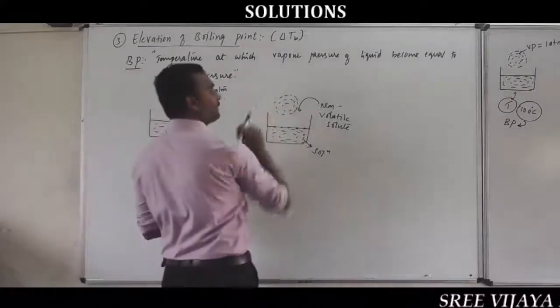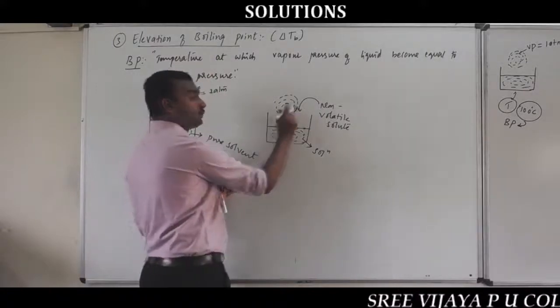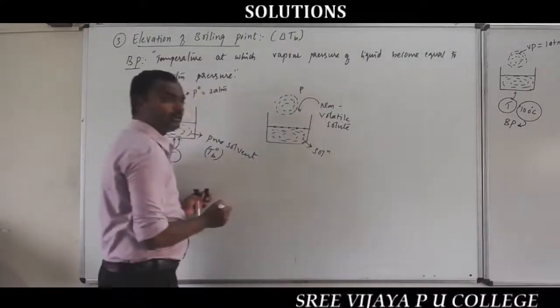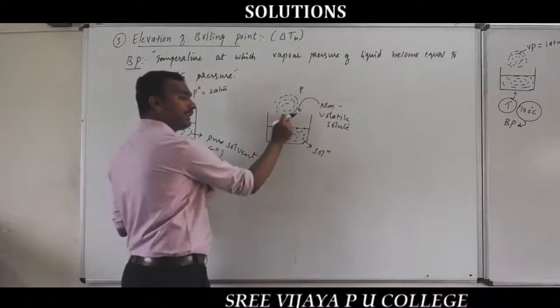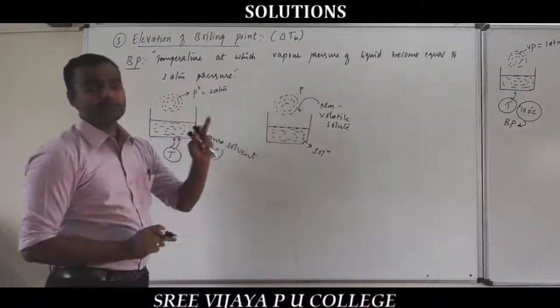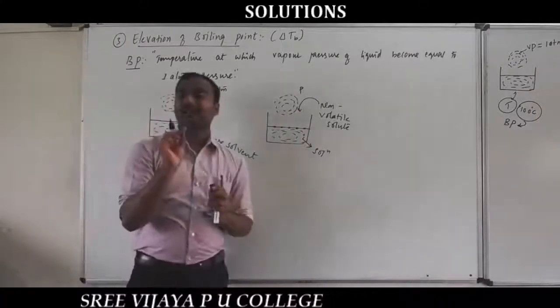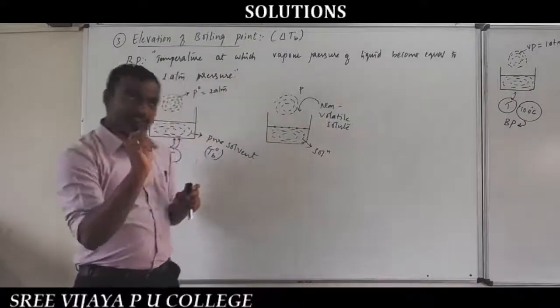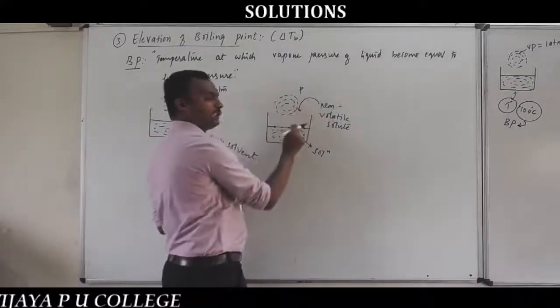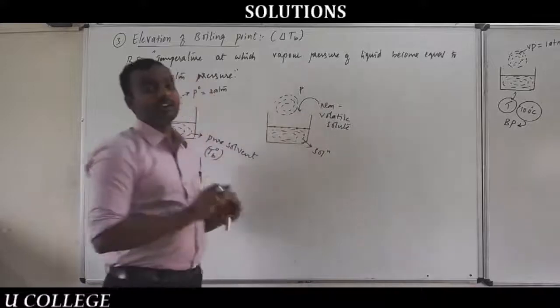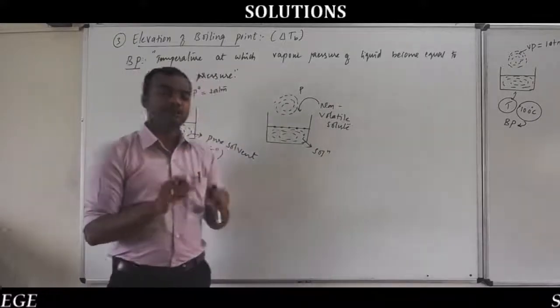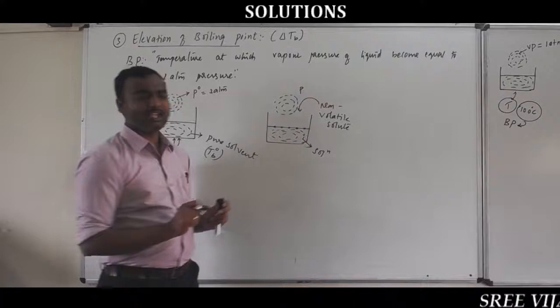So the vapor pressure of the solution, we take as P. As I said in the previous class, the vapor pressure of the solution is lesser compared to the vapor pressure of the pure solvent. Why? Because when we add a non-volatile solute, some solute molecules occupy a fraction of the surface, so that fraction of the surface is blocked for evaporation.